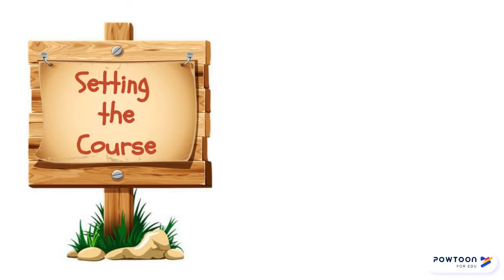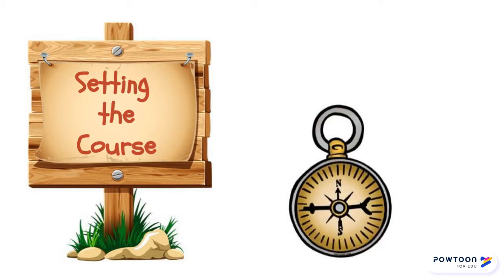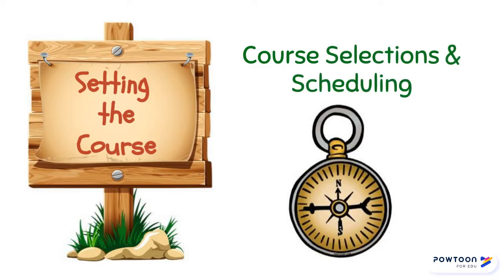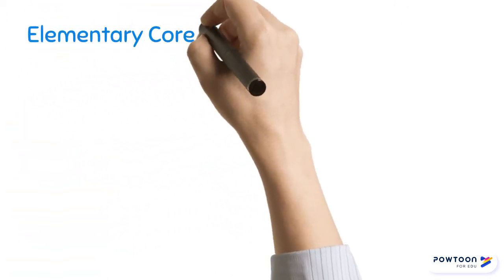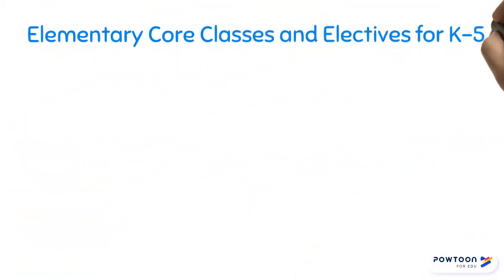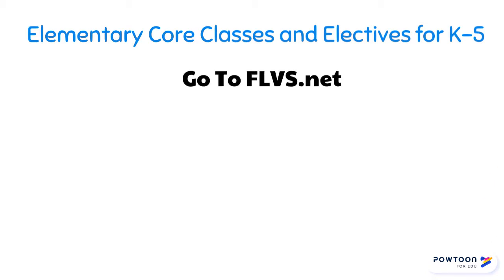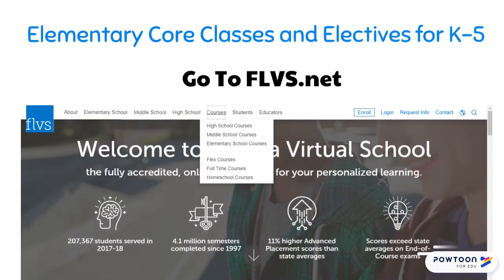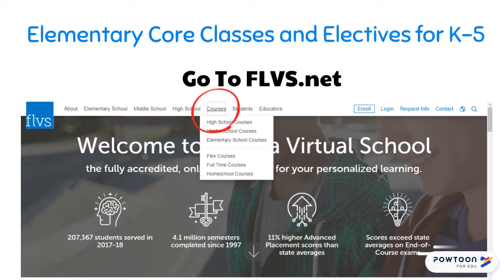First, you will want to set the course for success. Things to consider are course selection and scheduling. FLVS offers core courses and electives for grades kindergarten through 5th. Check out our course offerings by going to flvs.net, clicking on Courses, and then Elementary to see a full description of courses.